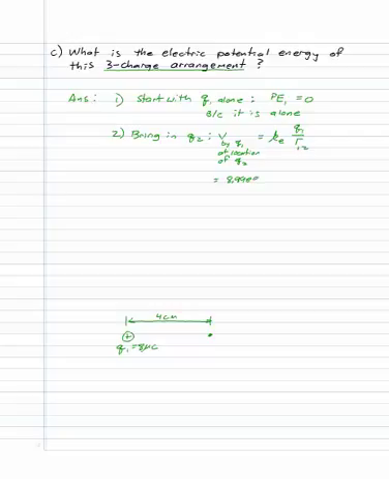Okay, so plugging in numbers for that. 8.99 times 10 to the 9. The charge, 8 times 10 to the minus 6. And the distance from Q1 to that location, 0.04 meters. So that comes out to be 1.80 times 10 to the 6 volts. Okay, so that's the potential. Now to get the potential energy of Q2, now that we have put it in that spot, and let's go ahead and do that in the picture.